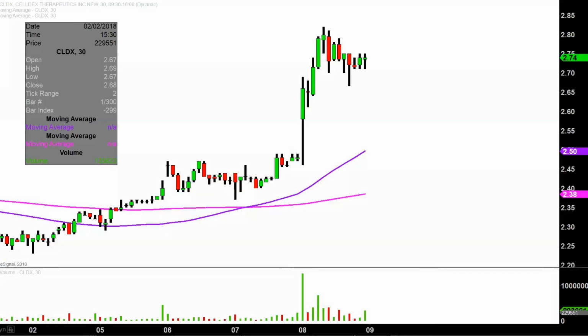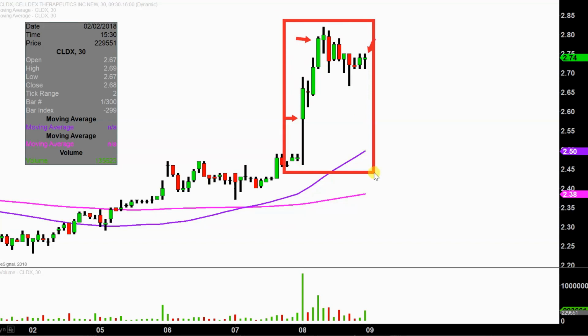Real quick, what do I mean by 30-minute in case maybe you're new to charts? Instead of each one of these candlesticks here representing 1 day's worth of price action, which is what you would normally see, each one represents 30 minutes. So while this here may look like several days worth of time, it's actually just today's price action broken down into 30-minute time slices. I like to do this time frame.